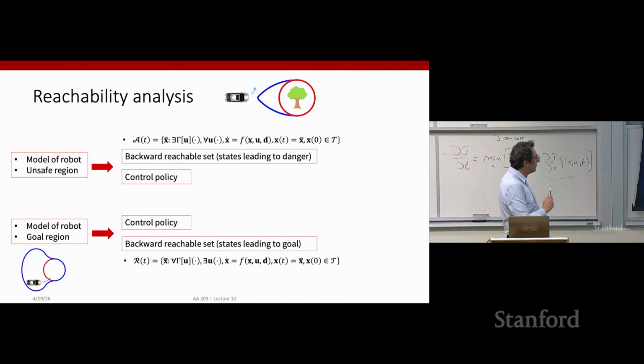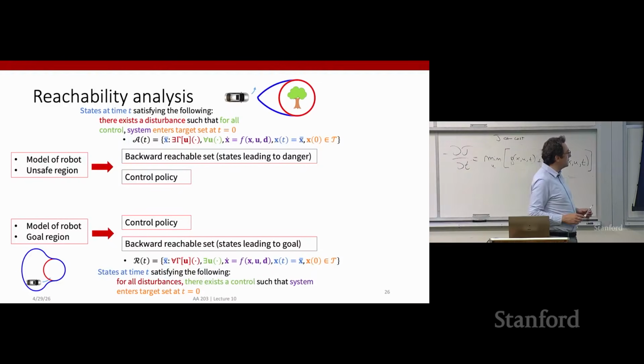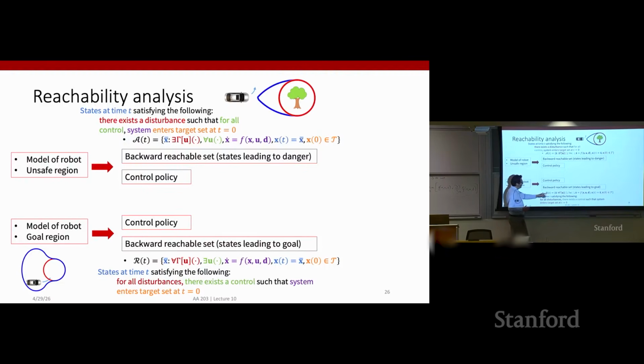So to recap, the backward reachable set, where the target set corresponds to danger so we don't get there, is the set of states x bar such that there exists a player 2 strategy, so that no matter what we do as player 1, under the joint dynamics, we're going to hit the undesired target at the final time, which is time 0.